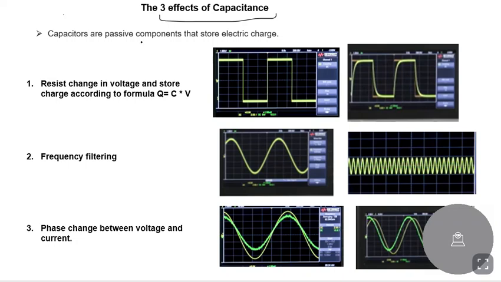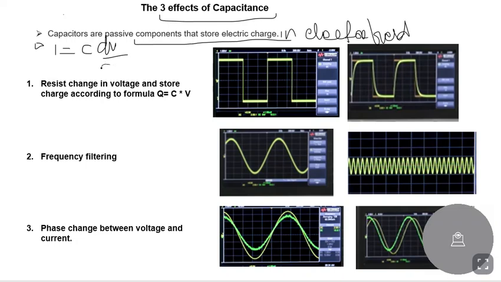Before that, let's start with a brief introduction. So as you know, capacitance is a passive element that stores charge in electric field. So we all know this. The second, I will call it as I is equal to C dV by dt. The second is the capacitor resists the change in voltage instantaneously.